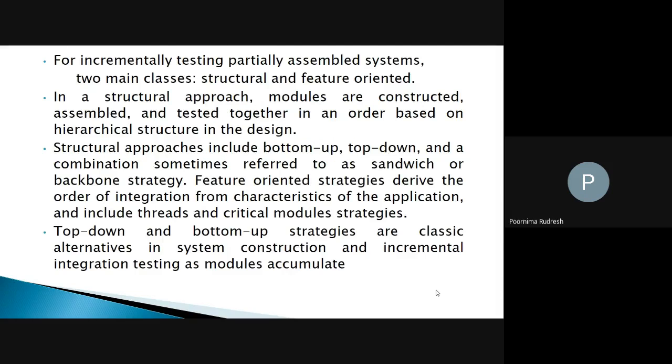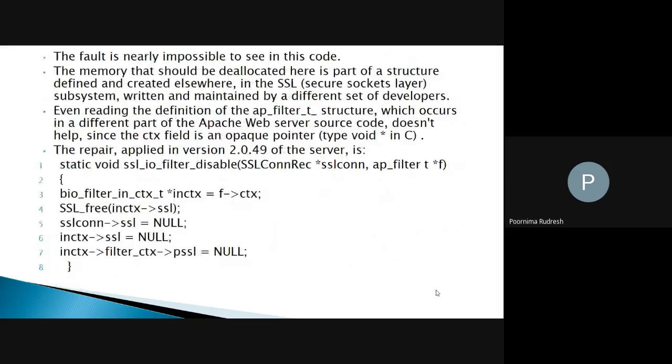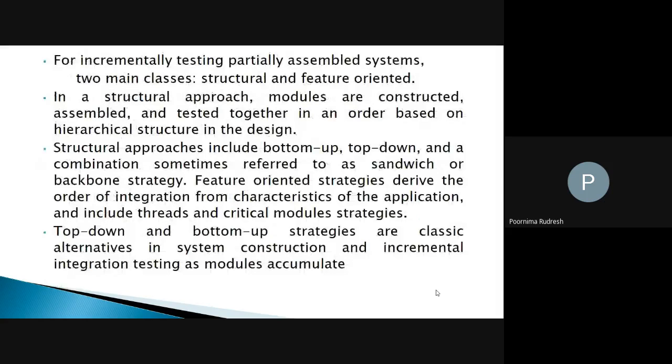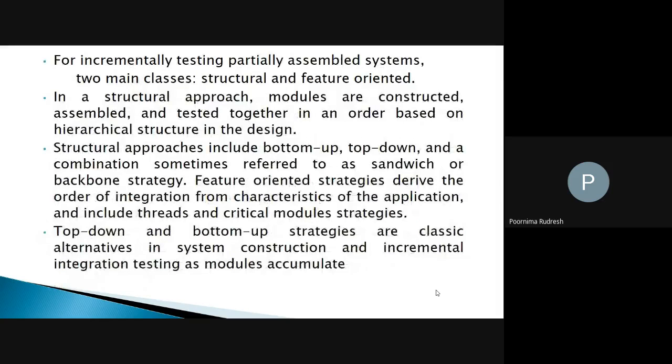And next, we'll move on to testing components and assemblies. Before moving on to the assembly of the systems, first we'll see incremental testing, partially assembled systems. Here we have two main classes for assembling the systems. One is the structural method, and the other one is the feature-oriented method. We'll see the difference between the structure-oriented method and the feature-oriented method.